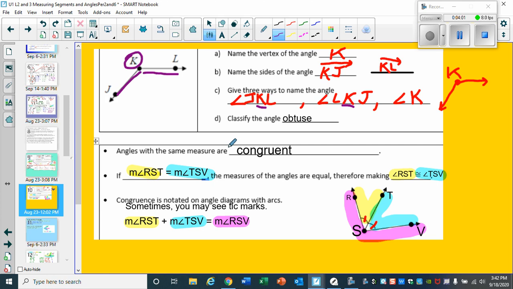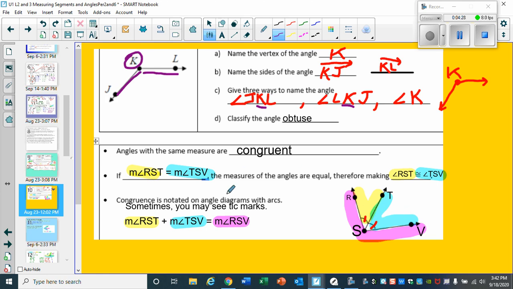Now, congruent angles with the same measurements. So for instance, we have the measure of angle RST, which is highlighted just in the yellow part. It's equal to TSV, which is highlighted in light blue. Those angle measures are equal. Therefore, we can say RST is congruent to TSV because they have the same measurement.